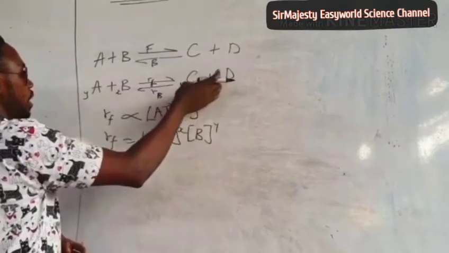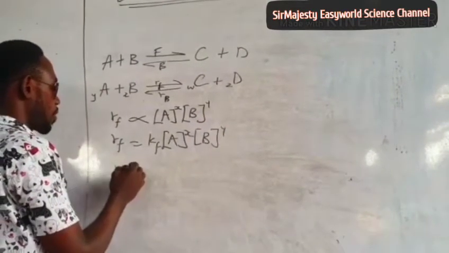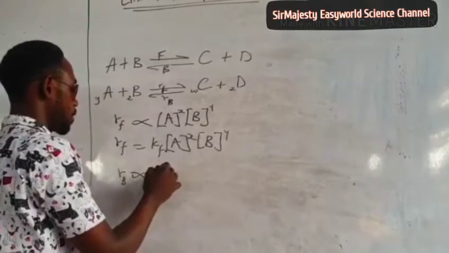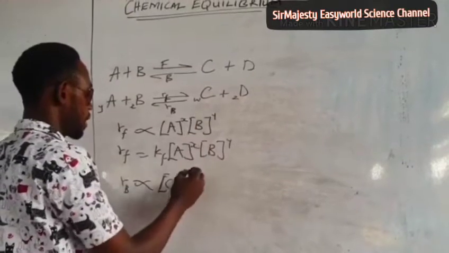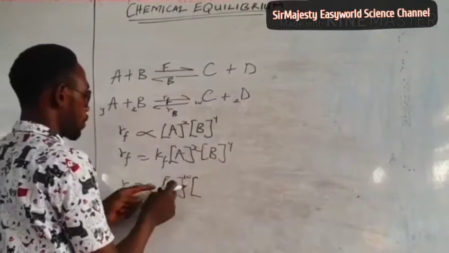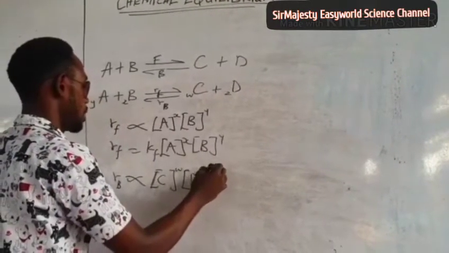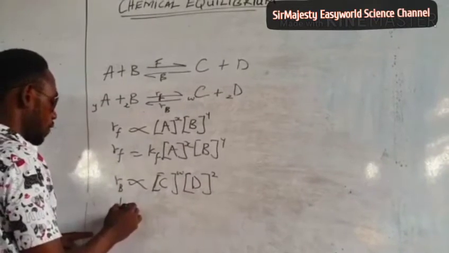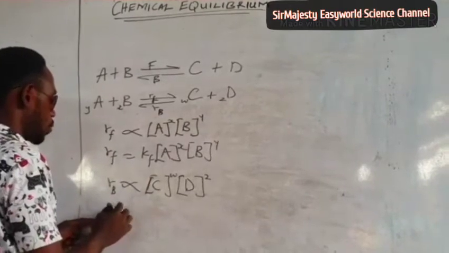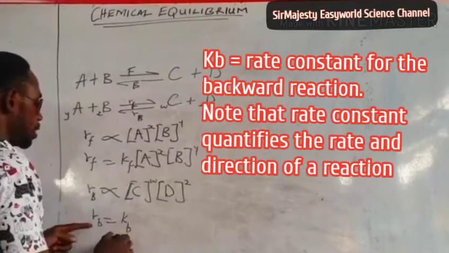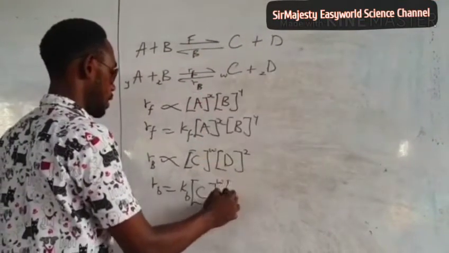If you take a look at the backward reaction, the reactants are C and D. So the rate of the backward reaction, Rb, is directly proportional to the active masses of the reactants, which are C and D raised to the power of the coefficients in the balanced chemical equation, using the molar concentrations. Introducing a constant, Rb is equal to Kb multiplied by the concentration of C raised to the power w and the concentration of D raised to the power z, having removed the proportionality.